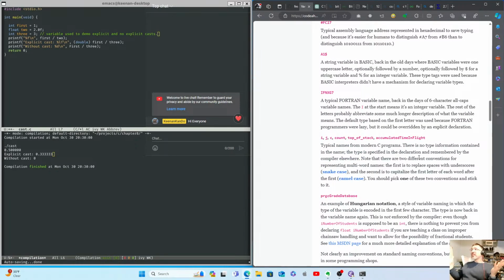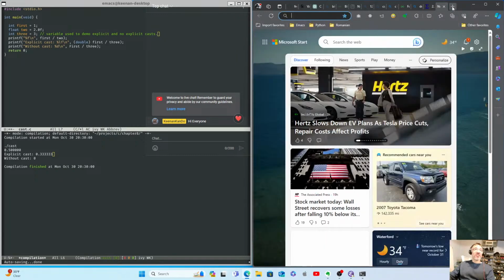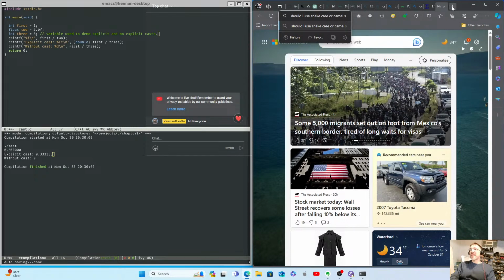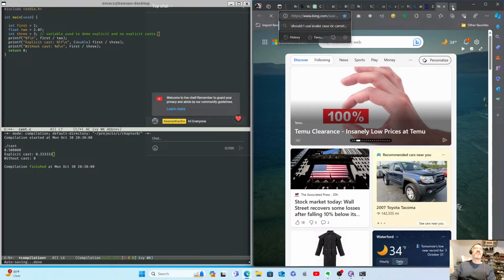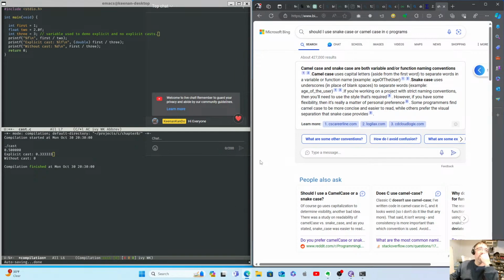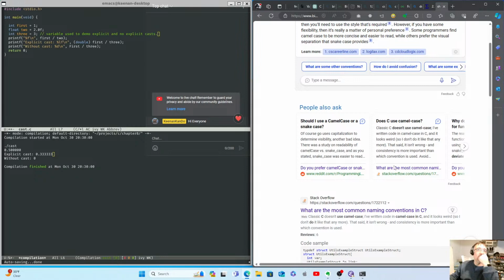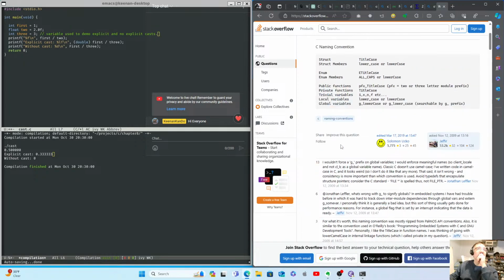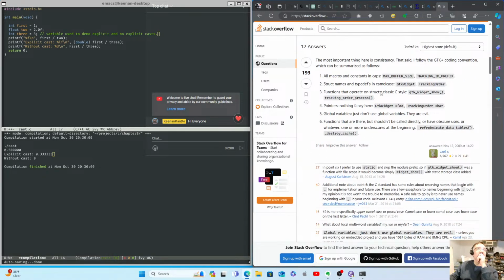But which one do I pick? Which one? Let's see. Should I use snake case or camel case in C programs? Consistency, yeah. Oh, you could use the GDK. So that's a good idea.